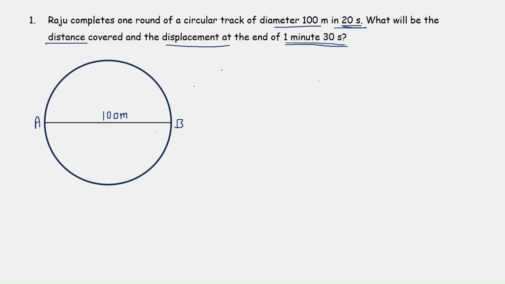We know that in a circular track, one round equals the circumference of the circle. So how to find out the distance in a circular path? If it is an exact circle, we just have to consider the circumference of the circle. The formula is 2 pi r. The radius they have not given, but the diameter they have given. So diameter is 100 meters. So what will be the radius? Radius will be half of diameter, which is 100 by 2 equals 50 meters.